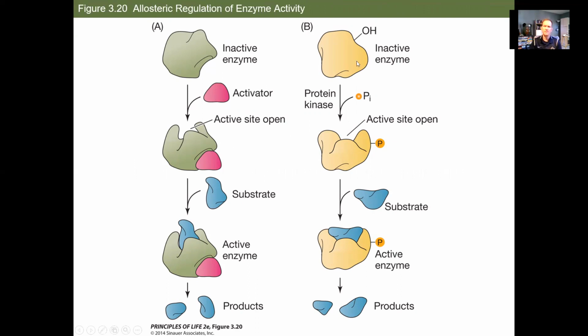Another way: we have an inactive enzyme. It has an active site embedded in its core. And we have an enzyme like a kinase that sticks a phosphate onto it. Putting a phosphate onto the place where it wasn't before makes it really polar, so it can change shape. That opens up an active site, and we get products. It can be used to activate or deactivate enzymes.